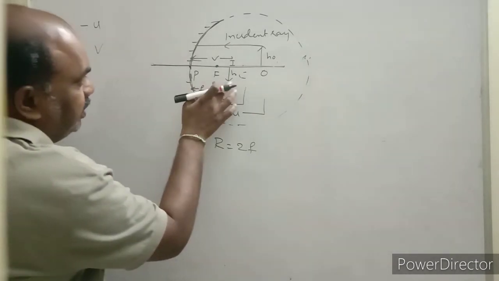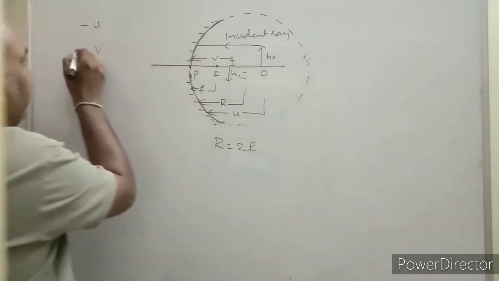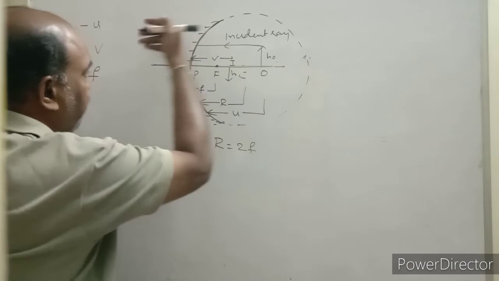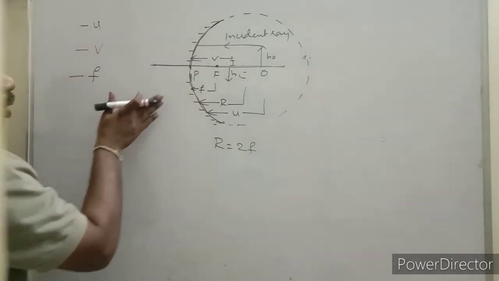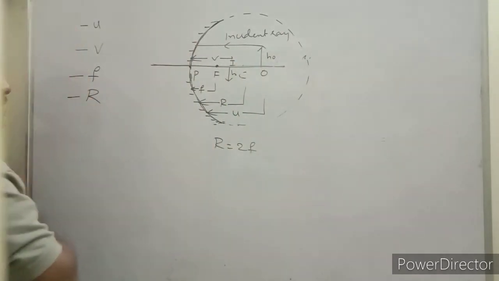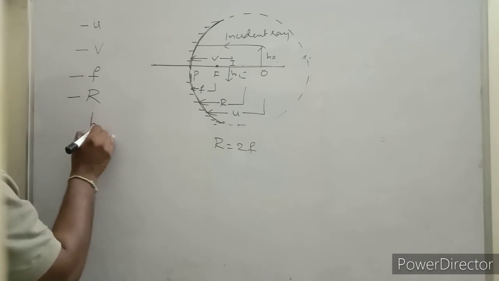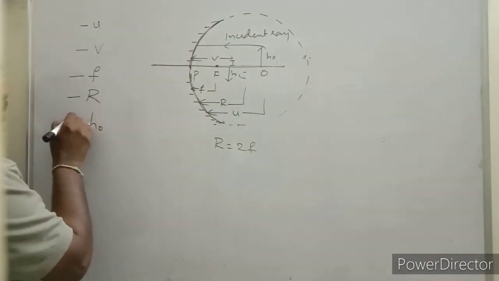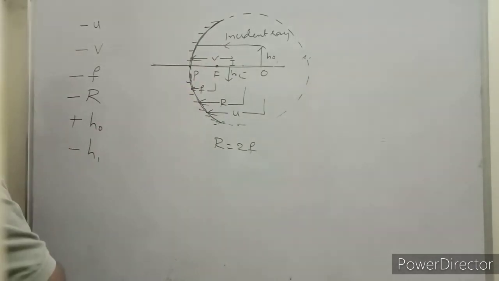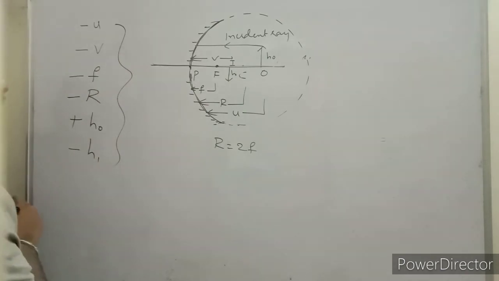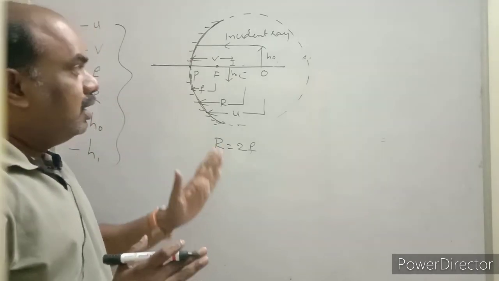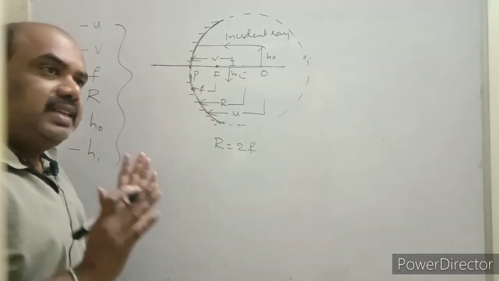What is the image distance? This is the image, pole to image. Compare with the incident ray, the image distance is negative. What is the focal length? Pole to focus, left to right. Compare with this, the focal length is negative. What is the radius? Pole to center of curvature. Measure from pole, compare with this, our radius is negative. And the height of the object is above the principal axis. This is the second rule: if the object or image is above the principal axis, take positive. Height of the image below, take negative. These are the sign convention rules. All distances must be measured from the pole and compared with the parallel incident ray. If both are in the same direction, take positive sign, else negative sign.